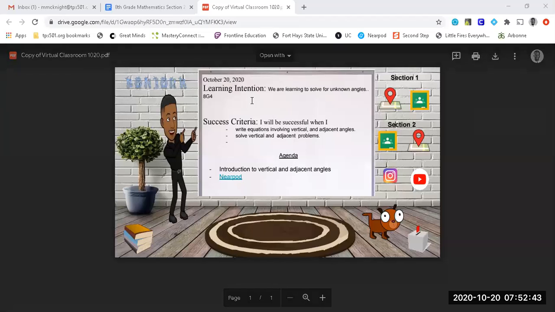Okay, so again, we're going through and finding angles. Our learning intention is solving unknown angles. And then for success criteria, I'll be successful when I can write equations involving vertical and adjacent angles and also solve those vertical and adjacent angles. I'm going to pull up my whiteboard.